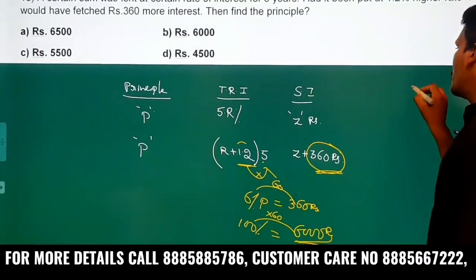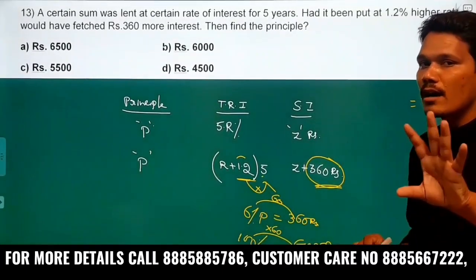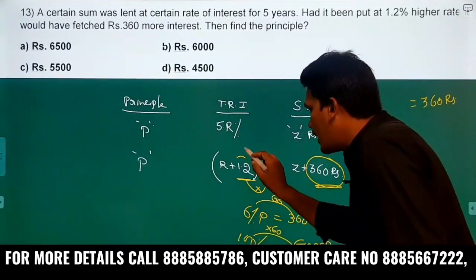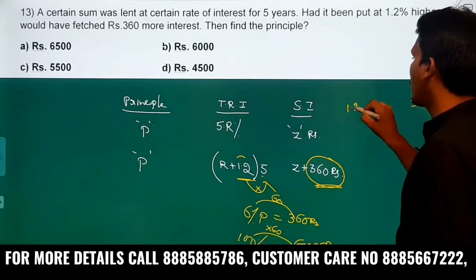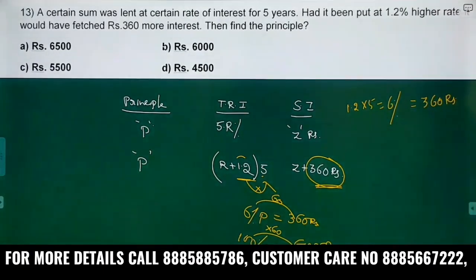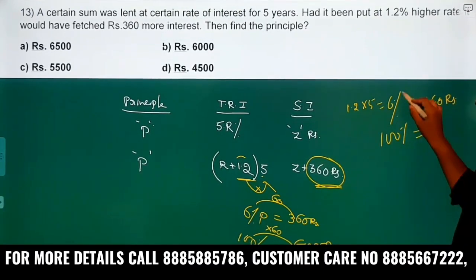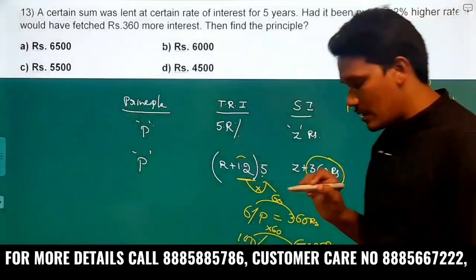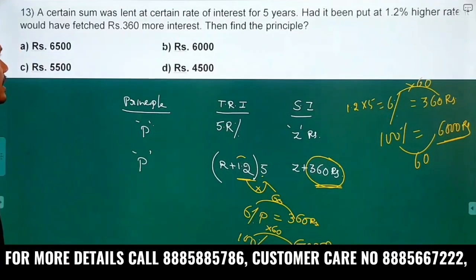See here, you are going to get an extra 360 rupees. Why? Because every year 1.2% will be increased, for 5 years. So 1.2 into 5 is nothing but 6%. So overall there is an increase of 6% on the principal. 6% value equals 360. Then 100% value equals how much? 6 into 60, then 100 into 60, so this value will become 6,000 rupees. There is no need to go with formulas. Just understand the concept here. That's all. Next, we'll go with the next question.